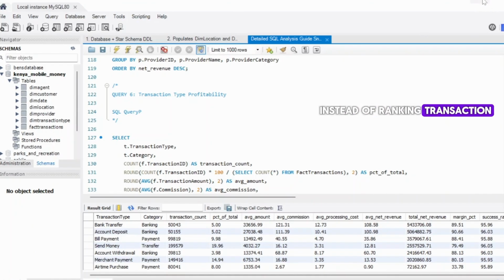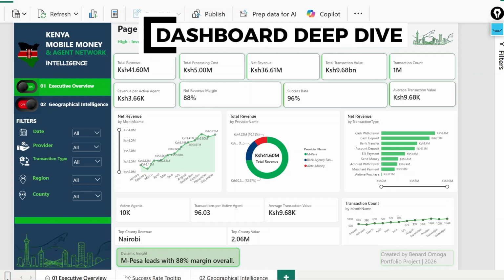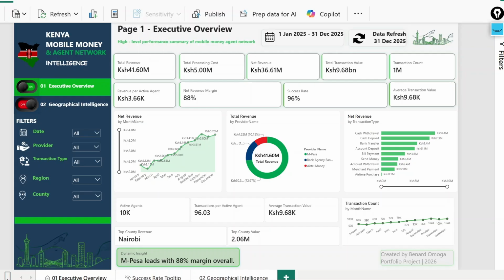Instead of ranking transaction types by volume, the bar chart on the dashboard ranks them by net revenue, which tells a completely different story. That's what SQL analysis before visualization is for. Let's go back to the dashboard, and this time we'll walk through it properly.